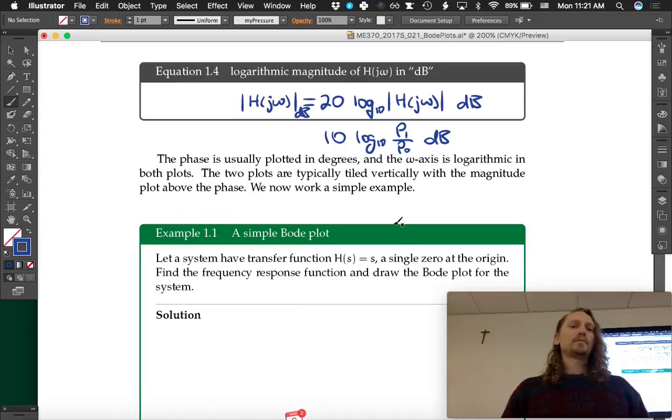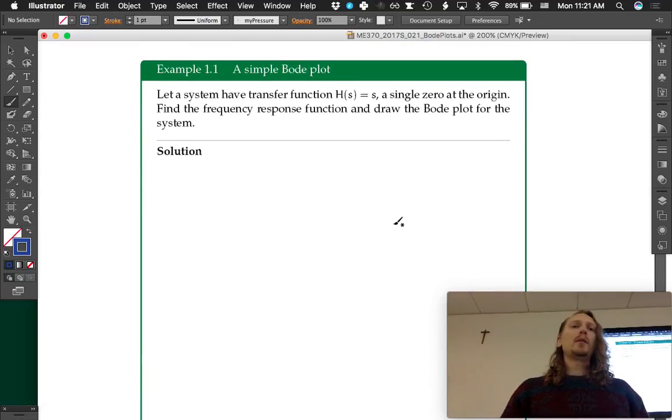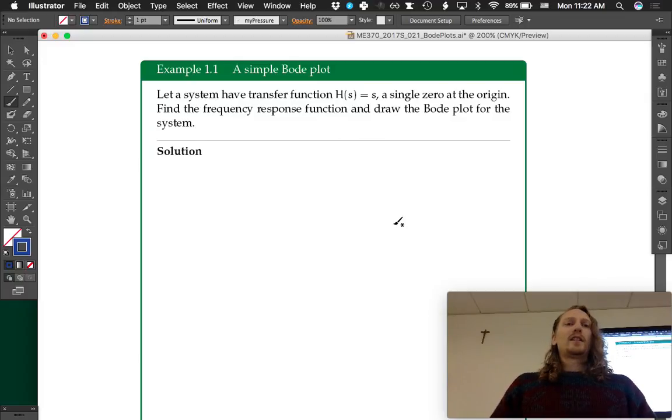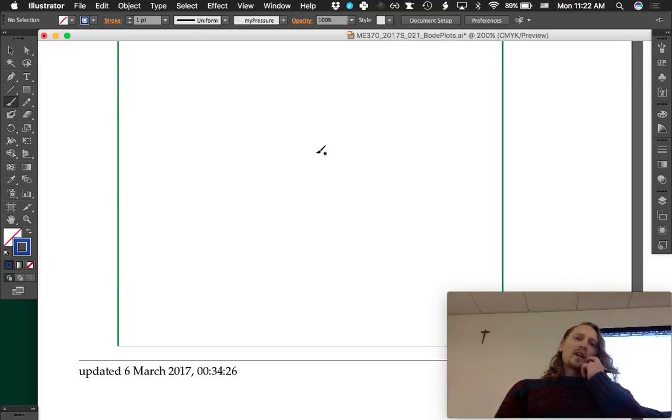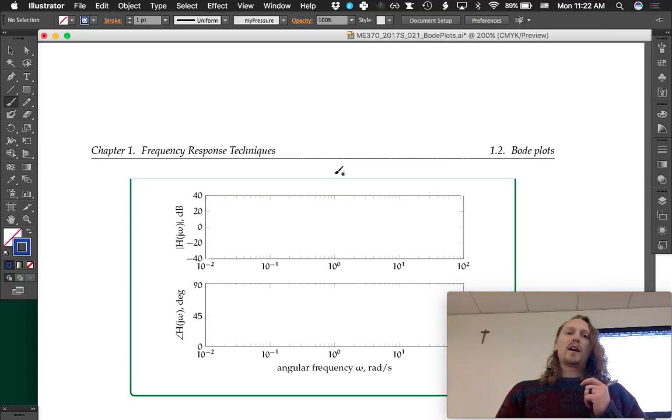So, okay. A simple Bode plot. Let a system have the transfer function just s, so just a single zero at the origin. Find the frequency response function and draw the Bode plot for the system. So we're going to do the work here on this page, and then on the next page we have a nice logarithmic scale for us to draw it on.